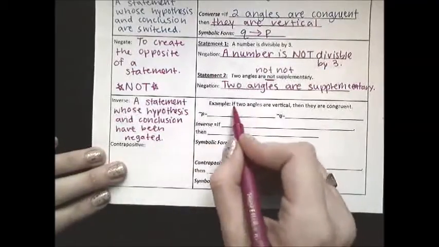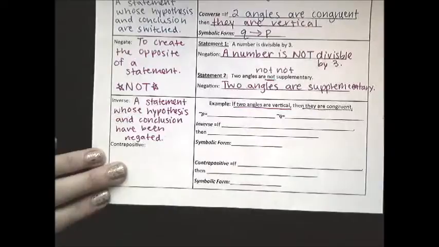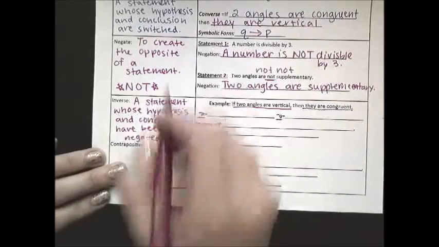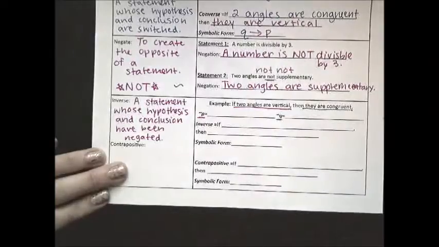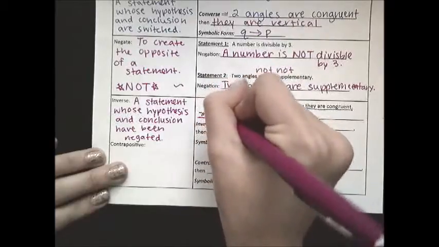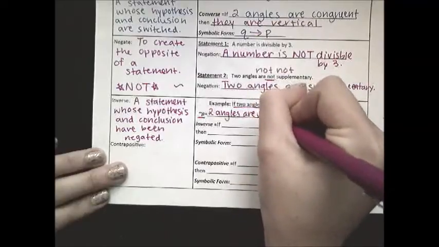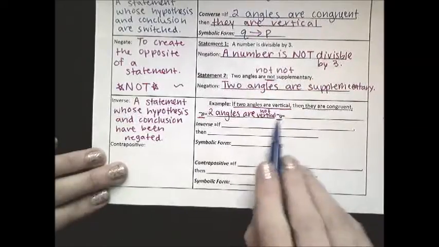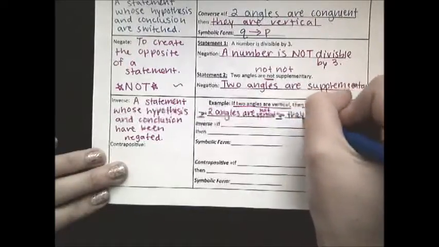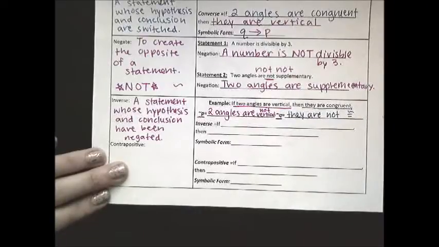So if I look at my example, we still have the same hypothesis and conclusion as we had in our above example. But I want to make not P and not Q. So this little squiggle line here is the symbol for not. I'm going to write that up here. Squiggle is the symbol for it. So not P is going to be two angles are not vertical. And not Q is they are not congruent. Choose my little symbol for congruent there.